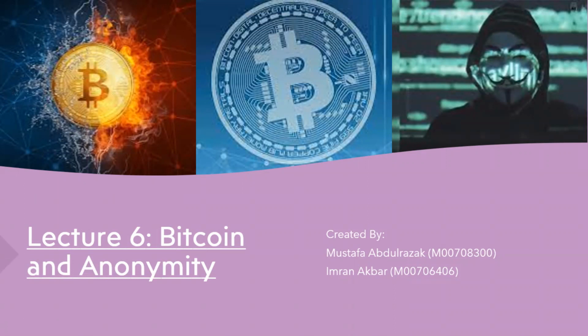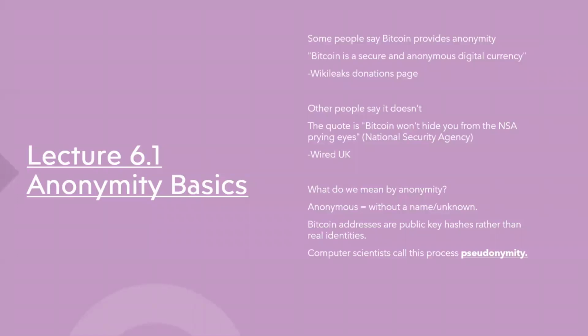Lecture 6 is about Bitcoin and anonymity. Lecture 6.1, anonymity basics. Some people say Bitcoin provides anonymity. The quote is "Bitcoin is a secure and anonymous digital currency" from the WikiLeaks donation page. Other people say it doesn't. The quote is "Bitcoin won't hide you from the NSA's prying eyes." The NSA is the National Security Agency, from Wired UK.